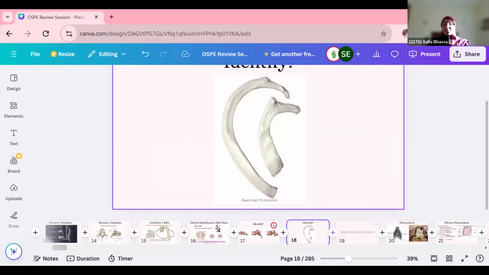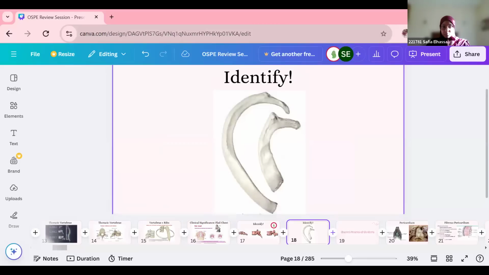So which one of these is the typical rib and which one is the atypical? Okay, so this one is atypical and this one is typical. And can you guys tell me 2 identifying features of the typical rib? Okay, so the typical rib, in the head, it would have 2 facets for articulation, and you would see a costal groove in the body or the shaft.